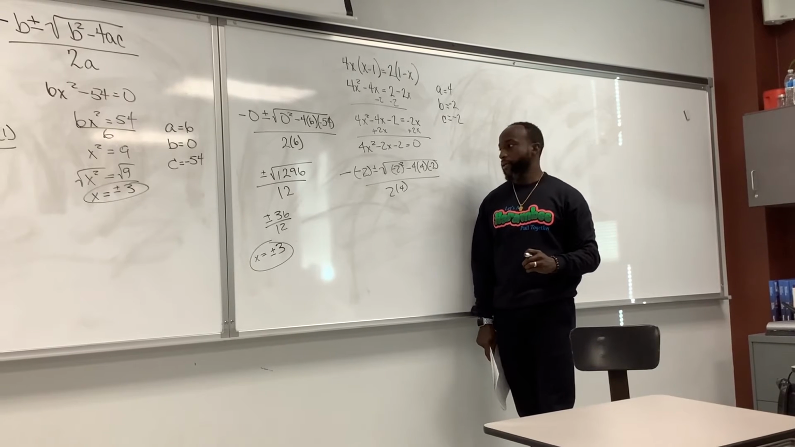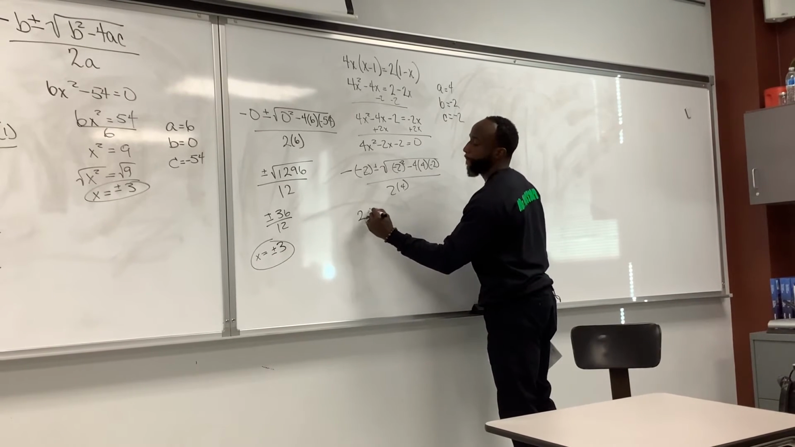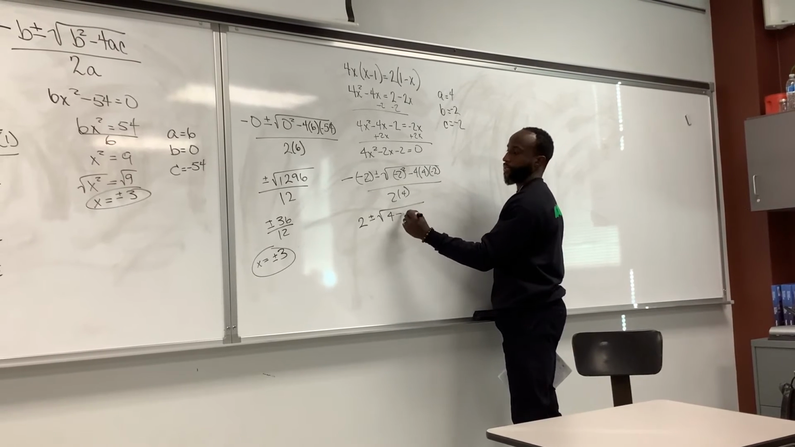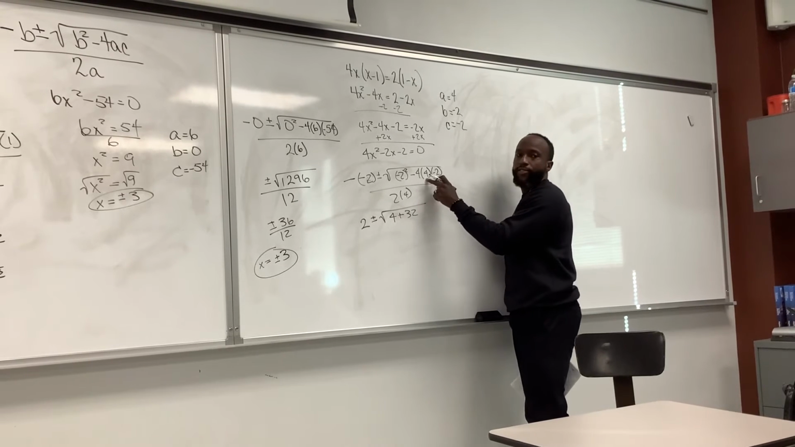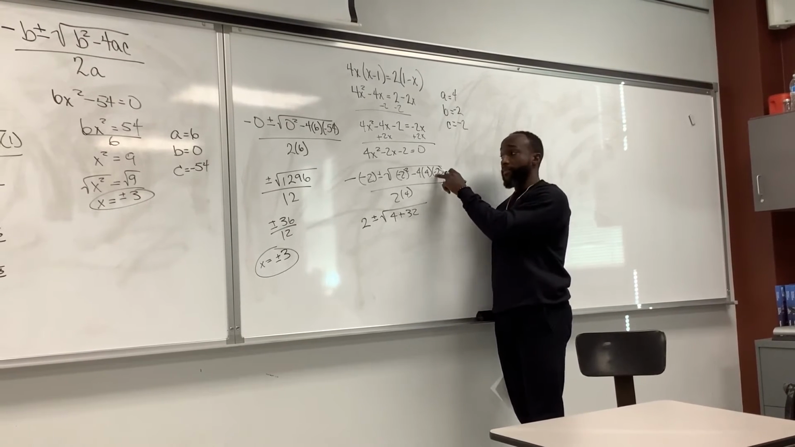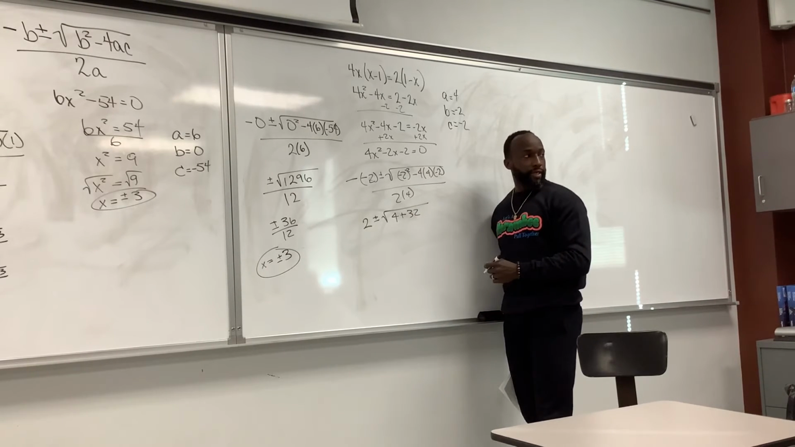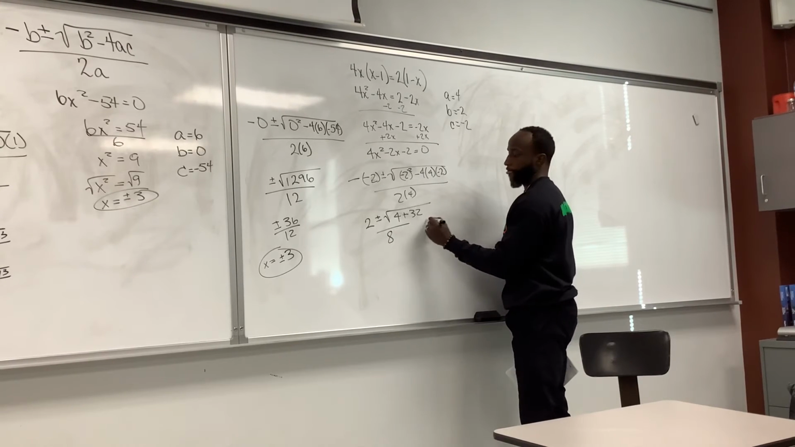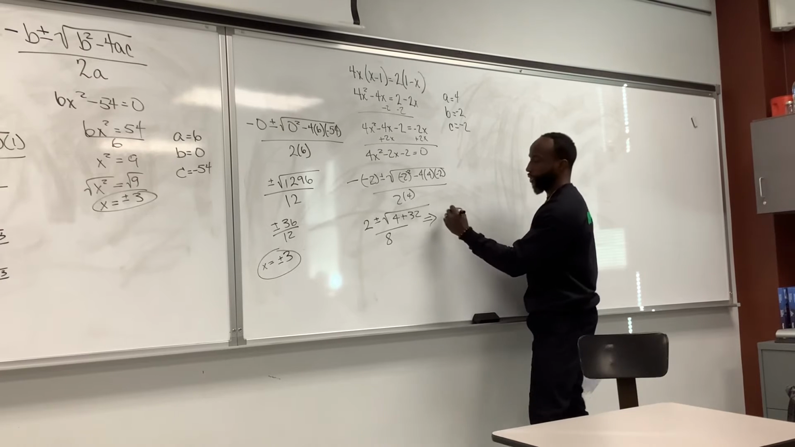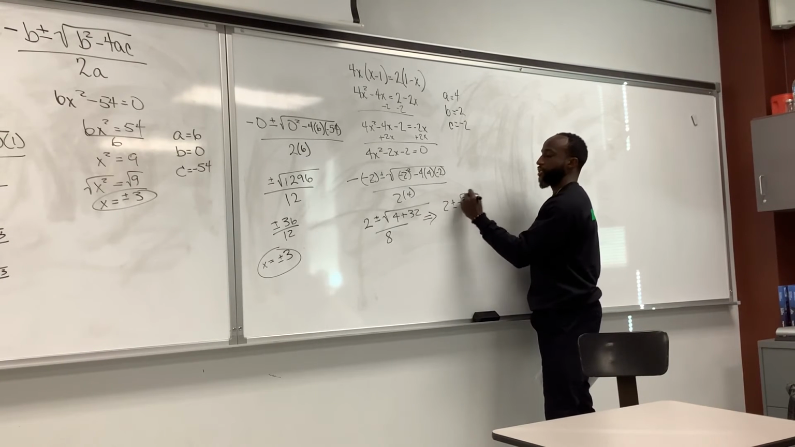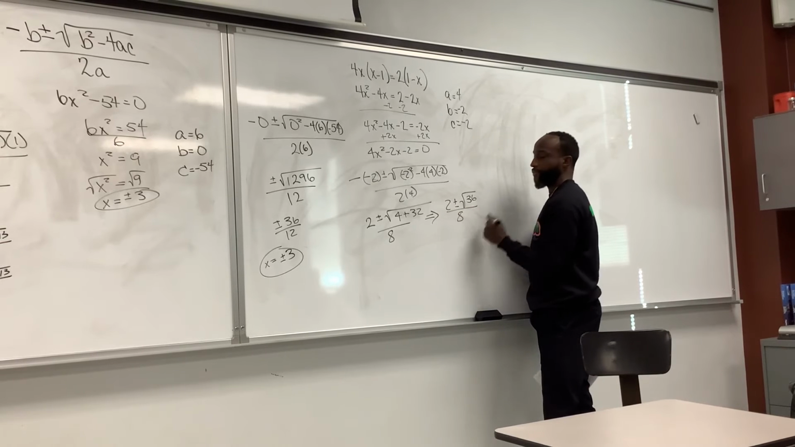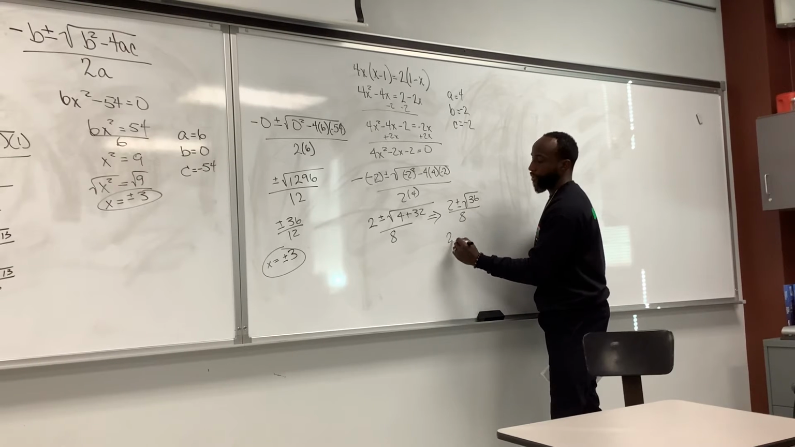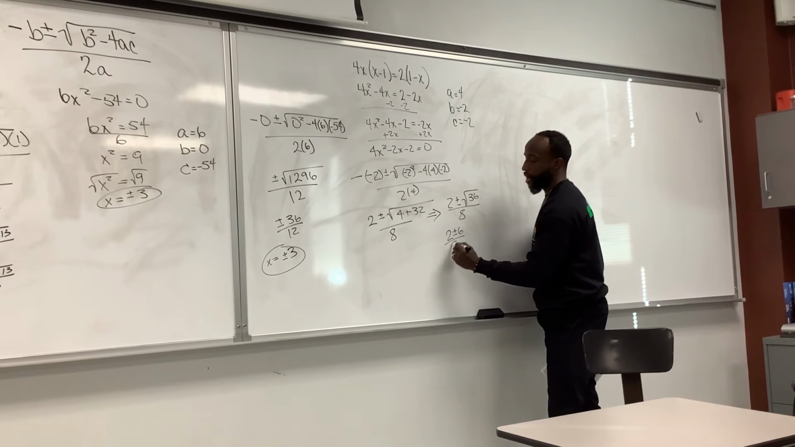Alright, let's do the math. So we get 2 plus or minus the square root of 4 plus 32. 4 times 4 is 16 times 2 is 32. This is a minus, and with 2 minuses you get a positive. We good with that? All over 8. For the sake of space, I'm going to go this way. So it'll be 2 plus or minus the square root of 36 all over 8. The square root of 36 is 6. So we end up with 2 plus or minus 6 all over 8.